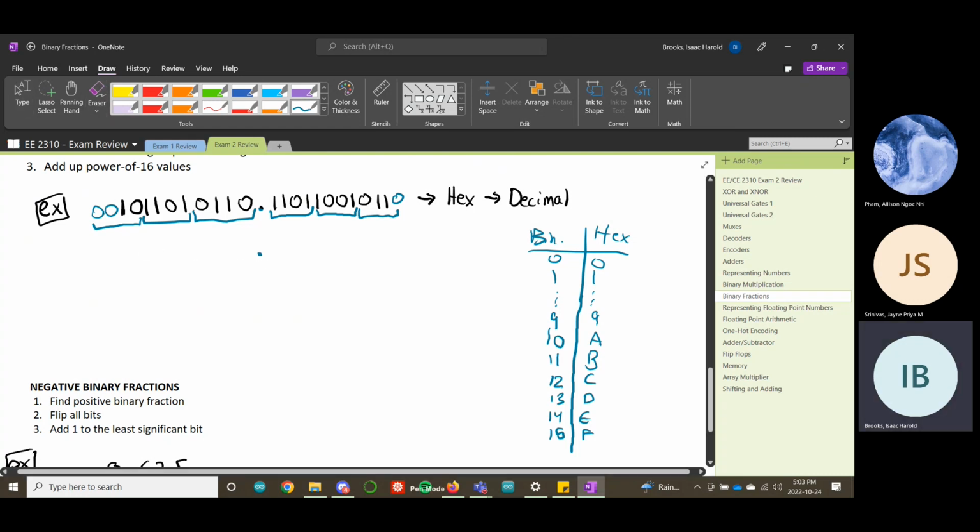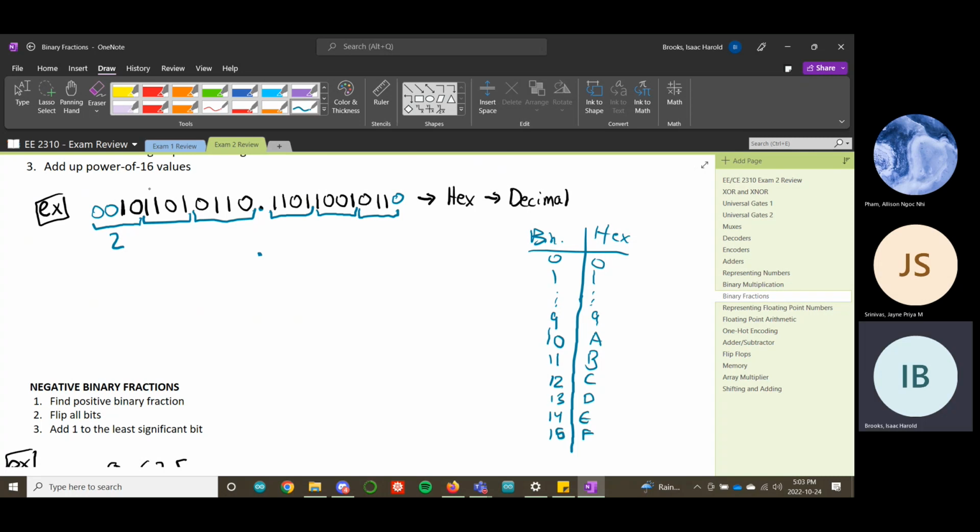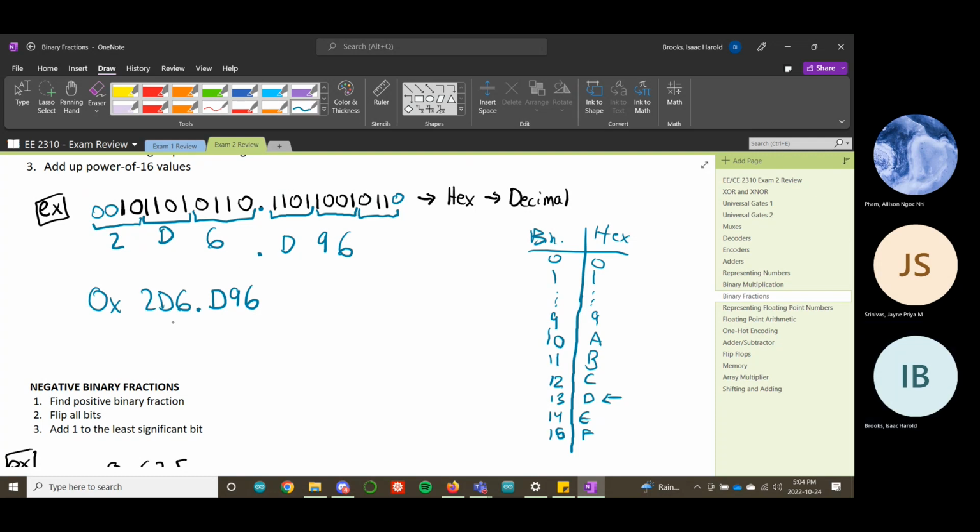So let's look at this group, 0, 0, 1, 0. That is a 2. 1, 1, 0, 1. Let's see, this is 8 plus 4 is 12, plus 1 is 13, and a 13 is a D. 0, 1, 1, 0, that's 6. 1, 1, 0, 1, that's another D. 1, 0, 0, 1, that's 9. 0, 1, 1, 0 is 6. So this is a hex number, which is 2D6.D96.